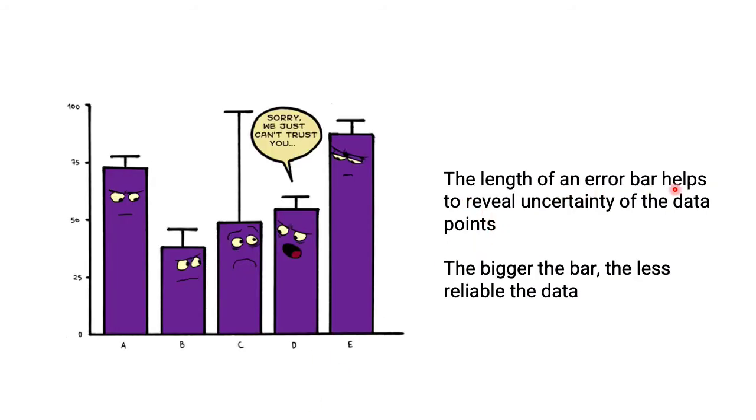The length of an error bar helps to reveal uncertainty of the data points. The bigger the bar, the less reliable the data. Let's take a look at the error bars in this graph. Which of these bars have the largest standard deviation? If you said bar C, you are correct.